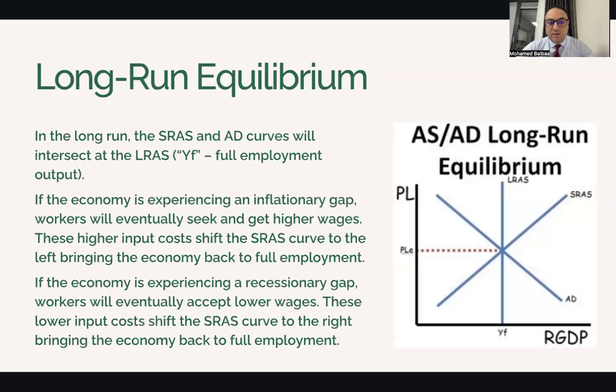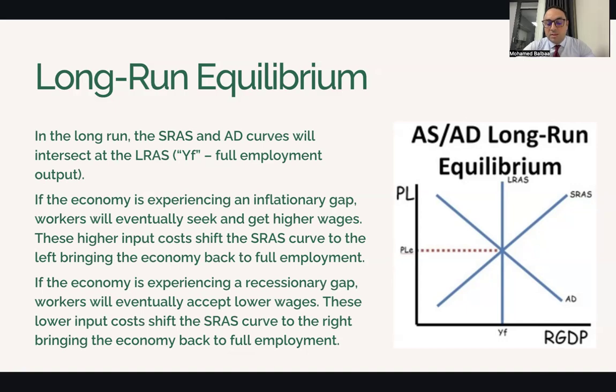If the economy is experiencing an inflationary gap, workers will eventually seek and get higher wages. We have inflation now. These higher input costs increase the cost of production and shift the short-run aggregate supply curve to the left, which brings the economy back to full employment.